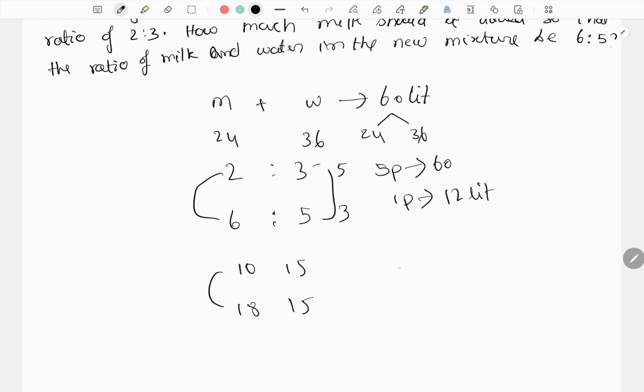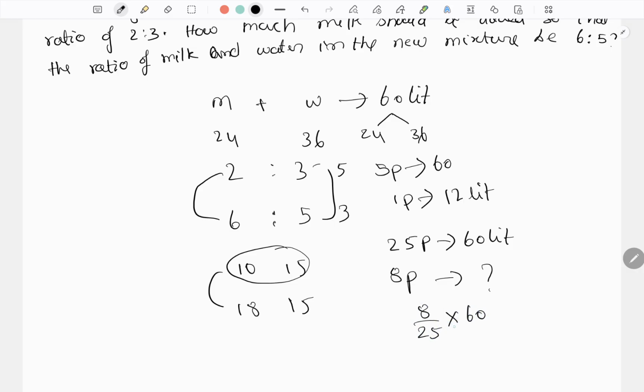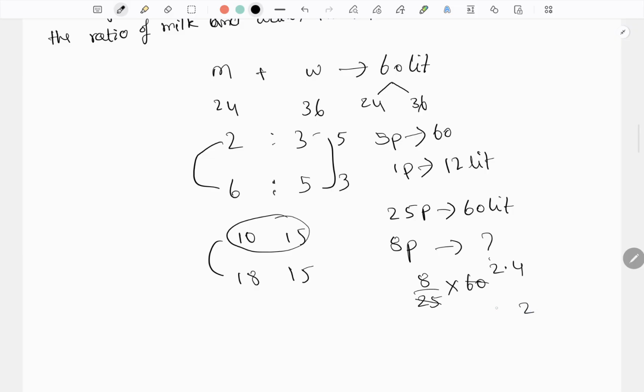Now how many parts increased? 8 parts. Initially 25 parts. If 25 parts is 60 liters, then 8 parts will be 8 by 25 into 60. 25 twos are 50, then 8 fours are 32, 8 twos are 16 plus 3, which is 19.2. Hope you understood this.